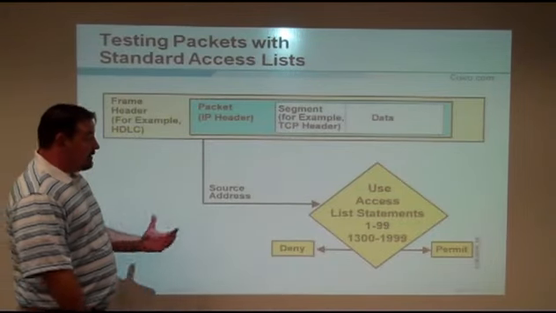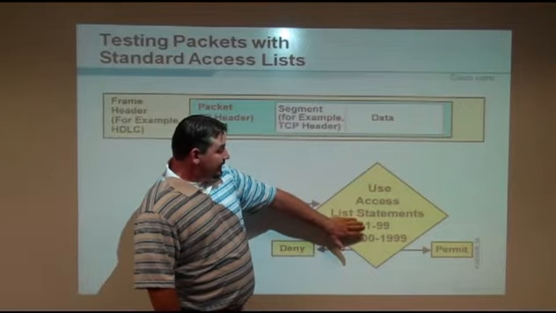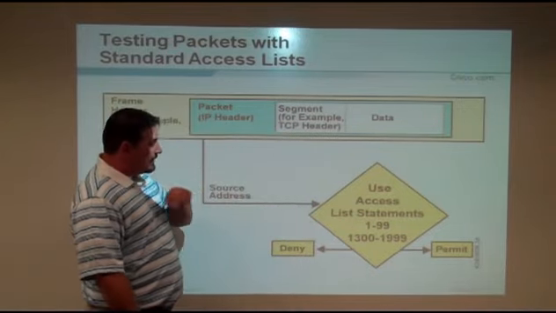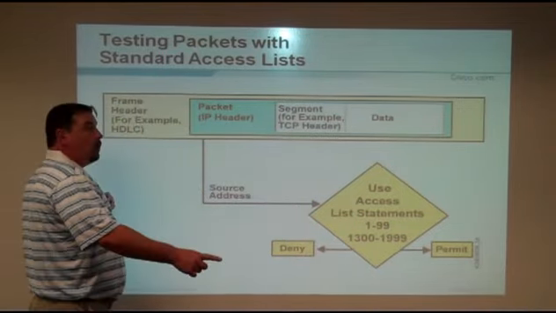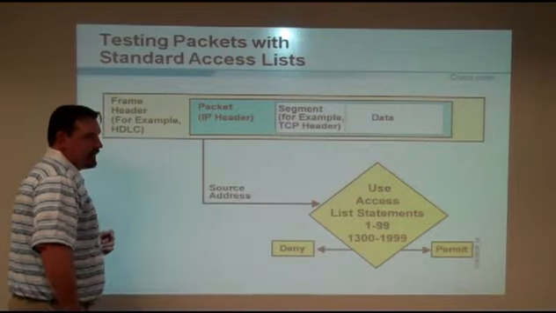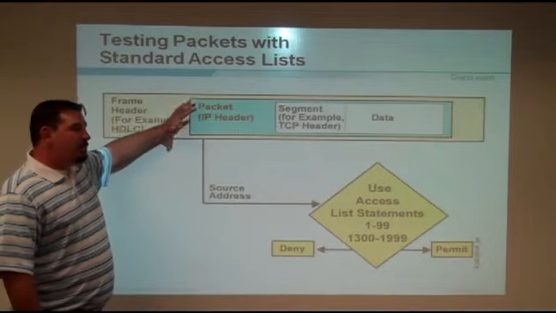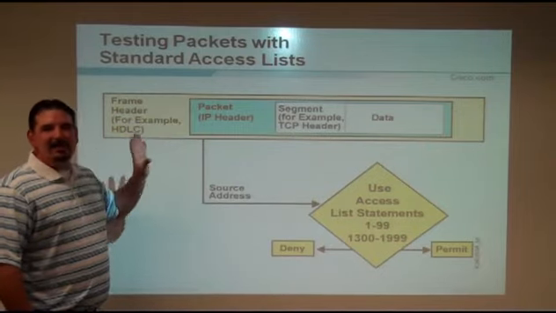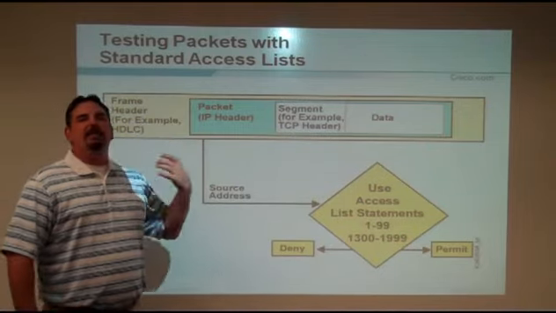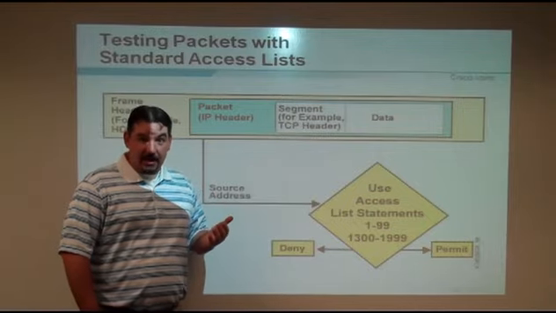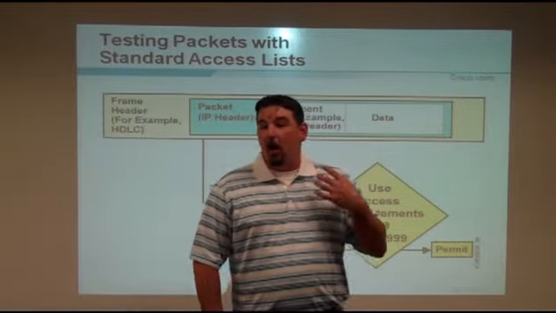As they show for a standard access list with those numbers of 1 through 99 and 1300 to 1999, we're only checking the source IP address of the packet. Where is it coming from? Typically, access lists like this would be used for things like permit and deny users to be able to telnet or SSH into the network itself, okay?